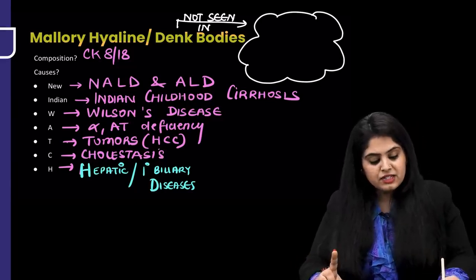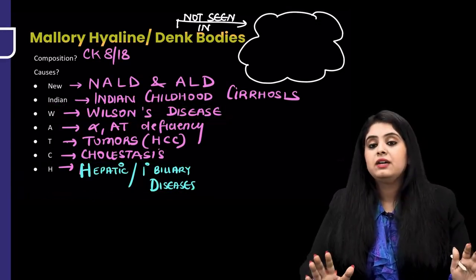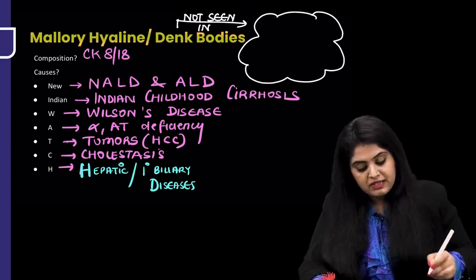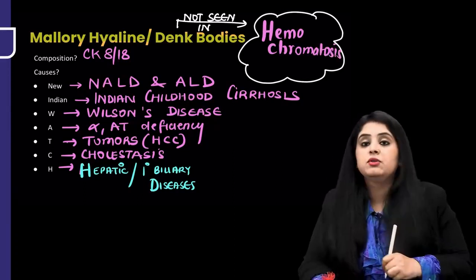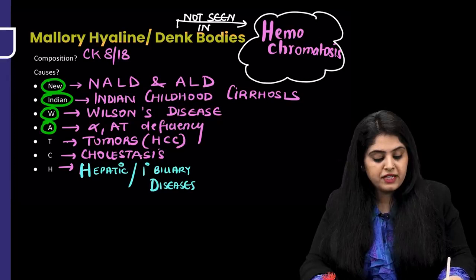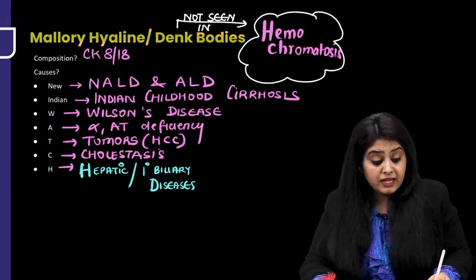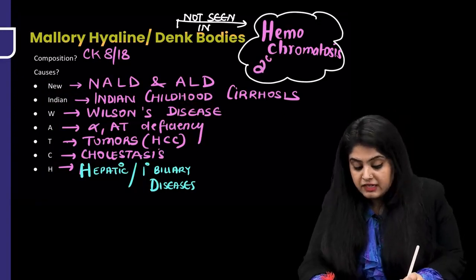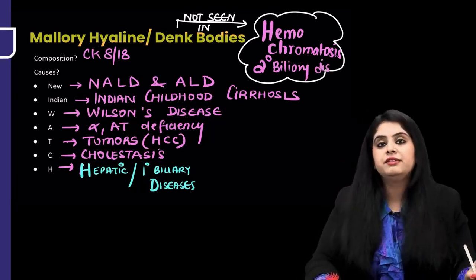Many people believe that W was copper overload, so H would be iron overload. No, it is hepatic or biliary diseases, because please remember that this is not seen in hemochromatosis. That is very important. So remember: non-alcoholic and alcoholic liver disease, Indian childhood cirrhosis, Wilson's, alpha-1 antitrypsin, tumors, cholestasis, and hepatic or primary biliary diseases. Even secondary biliary diseases do not show Mallory-Hyaline bodies. Only primary biliary diseases show you.